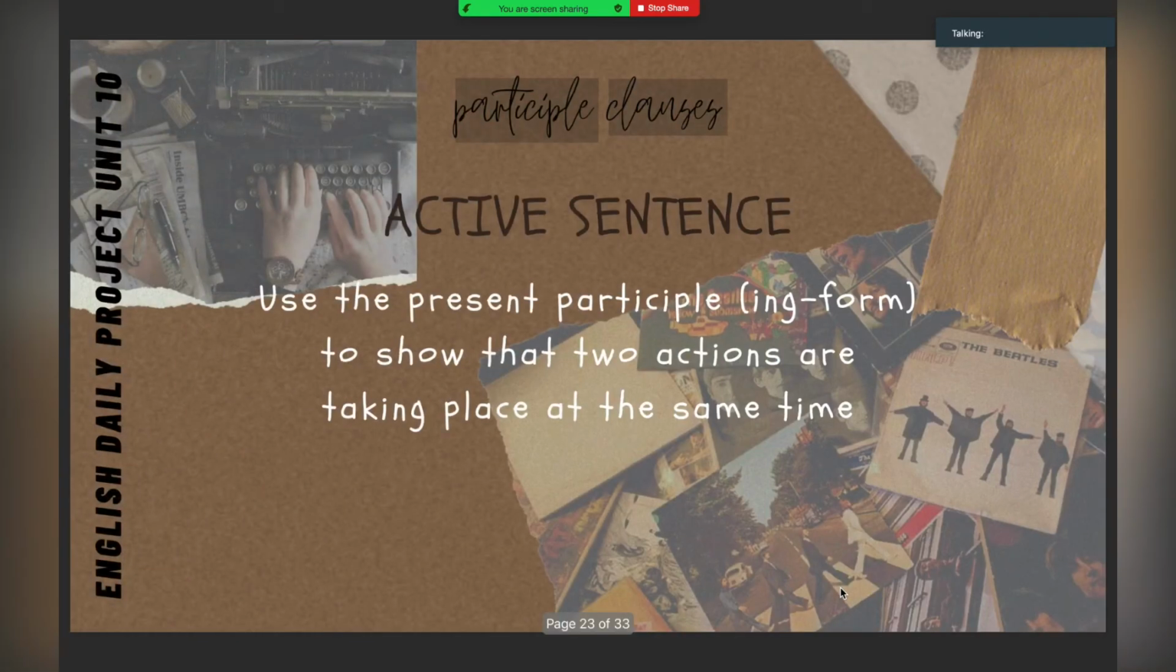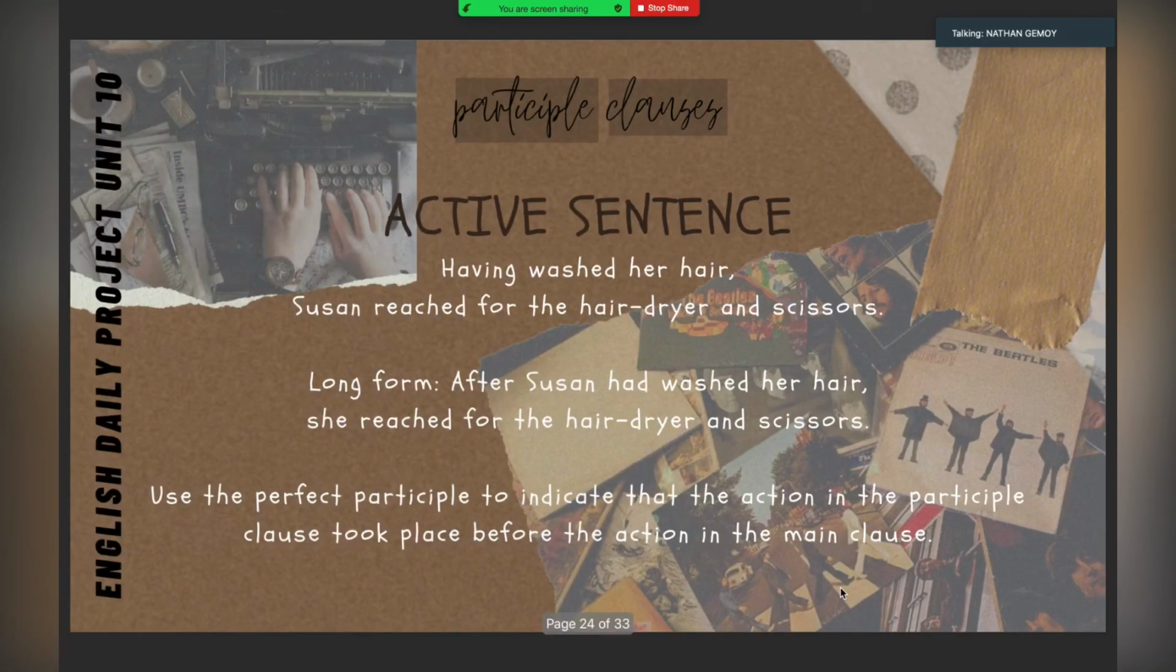Active sentence. We can use the present participle, or the ing form, to show that two actions are taking place at the same time. For example, having washed her hair, Susan reached for the hair dryer and scissors. So we can say that after Susan had washed her hair, she reached for the hair dryer and scissors. We can use the perfect participle to indicate that the action in the participle clause took place before the action in the main clause.